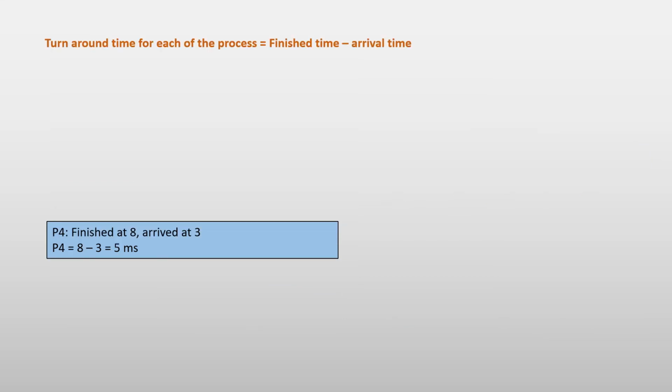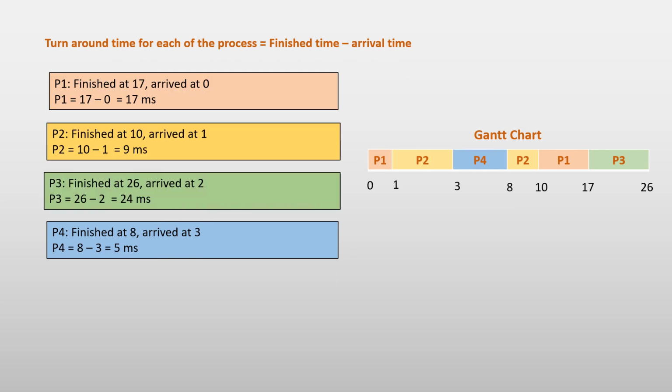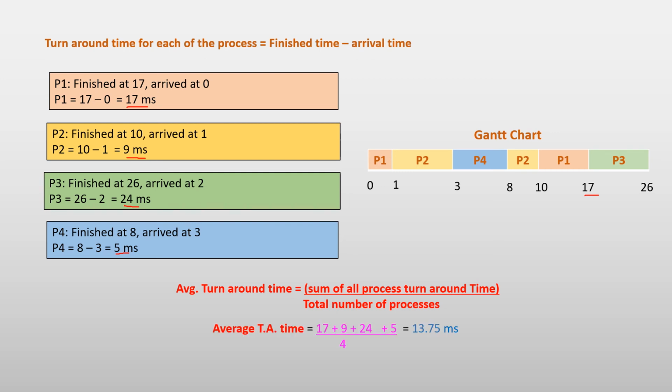What about turnaround times? The turnaround times for these processes are, for P1 finished at 17 milliseconds, and it arrived at time 0, so 17 milliseconds it spent in the system. P2 finished at 10 and arrived at 9, so 9 milliseconds. P3 arrived at 2 milliseconds and finished at 26 milliseconds, so 24 milliseconds it spent in the system. P4 finished with only 5 milliseconds in the system. So total turnaround time is 13.75. So that finishes the priority.